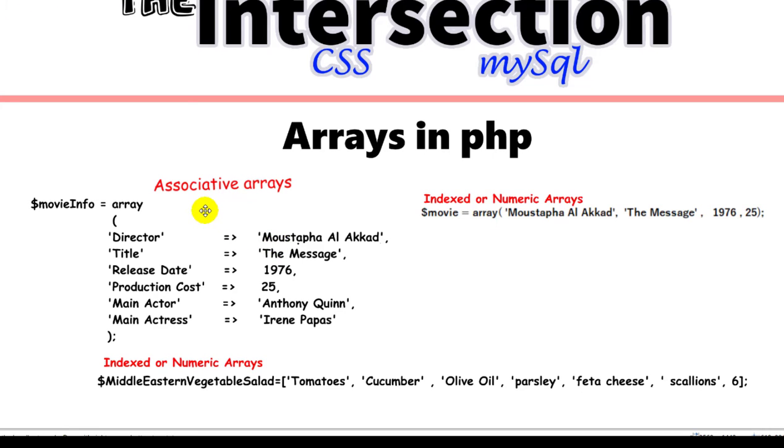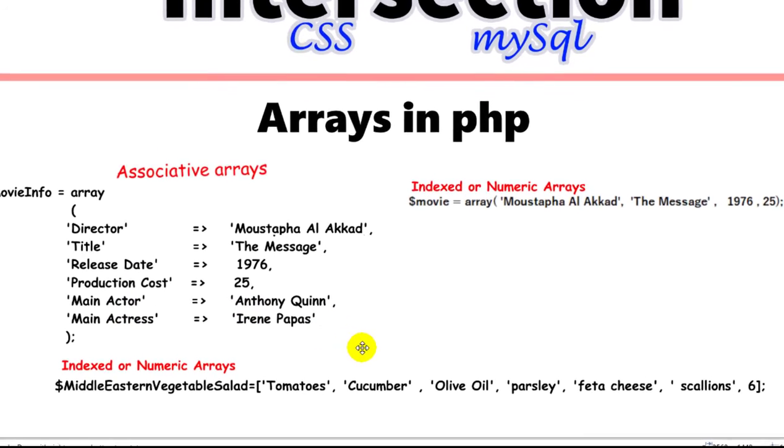And in the associative arrays, you have a key and value. So here is the director and the name Mustafa Al-Akkad, title, the message, the release date 1976, production cost 25 millions, main actor was Anthony Quinn, and main actress was Irene Papas.